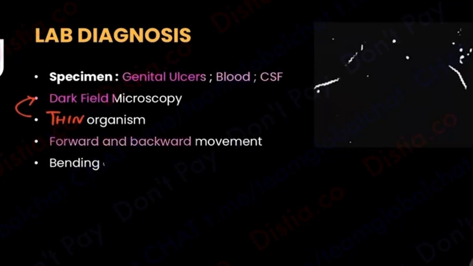A forward backward movement, and not only is it moving forward backward, it can bend at 90 degrees. It can also show bending at 90 degrees or right angle. So simple, very thin organism. That is why I had to look at it on dark field microscope. It will keep moving forward backward and is going to bend at 90 degrees.